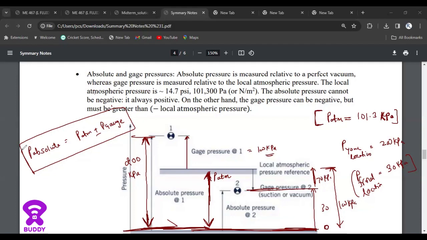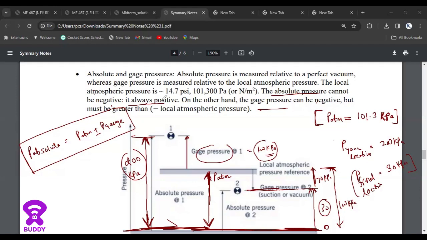There is a second thing. Absolute pressure can never be negative. As I told you, it is always from zero. 30, 200, they are positive quantities. But the gauge pressure can be negative, can be positive. As I told you, in your location it is 200, which means plus 100 kilopascal is the gauge pressure. In your friend's location, it is minus 70 kilopascal. So gauge pressure can be negative, but it must be greater than minus the local atmospheric pressure. That means absolute pressure cannot be negative. It is always positive, but the gauge pressure can be positive or negative. Getting my point?